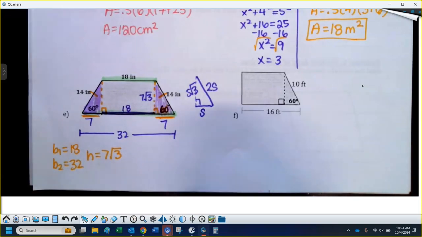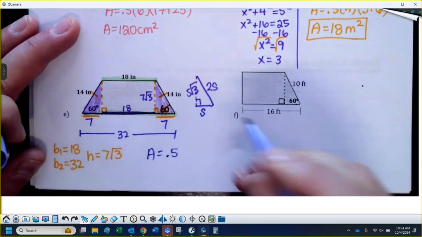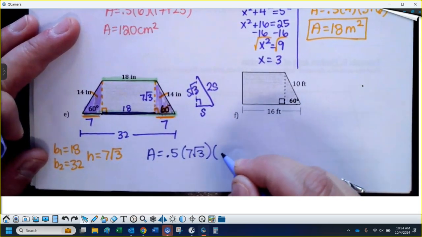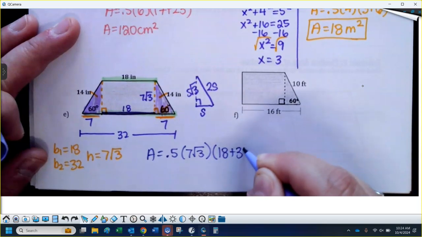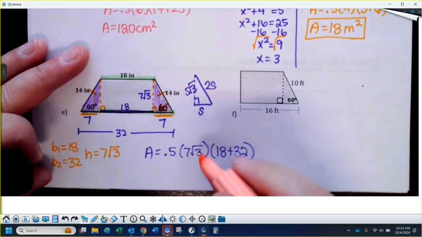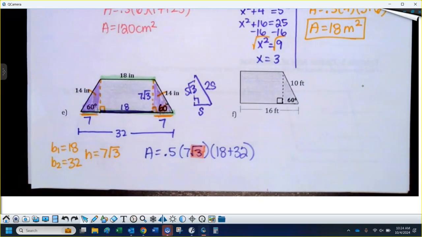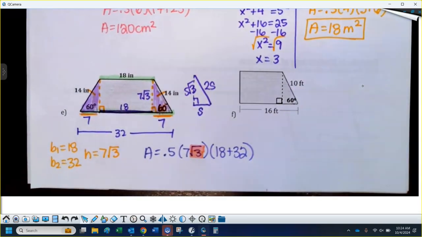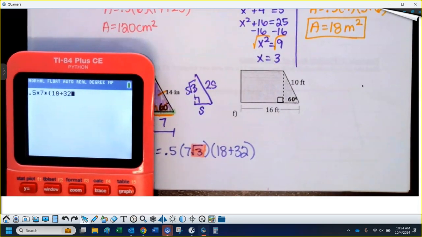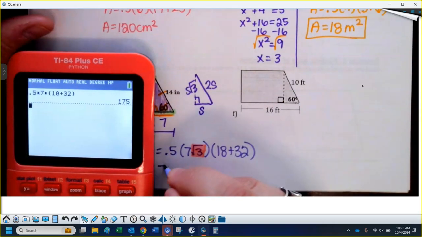So here's what I'm going to type in the calculator. I'm going to do 1/2, and I'm going to multiply that. My height is 7 radical 3, and my 2 bases we're going to add together. I'm going to do 18 plus 32. Okay, I'm going to type this almost exactly like I just wrote it. I'm just going to leave out the radical 3. I'm not going to put that as I type this into the calculator. So I'm just going to type 0.5 times 7 times those 2 bases added together, 18 and 32. I just left the radical 3 out of it, but I'll put it back in as I get done with the problem. So just multiply that, and I got 175.